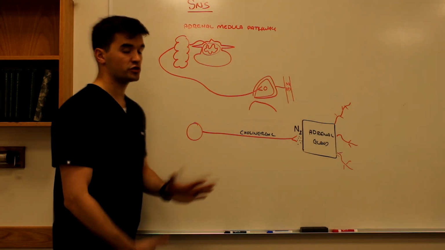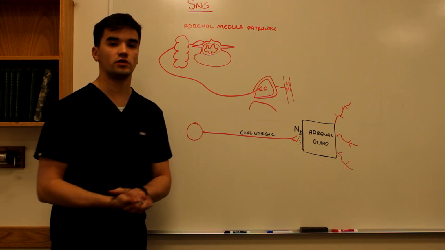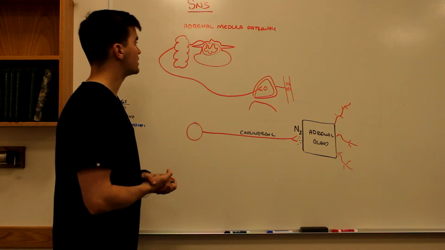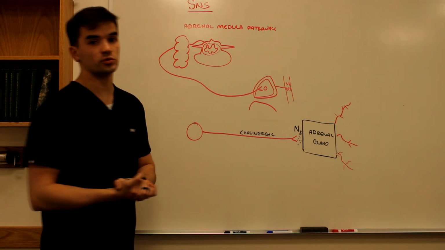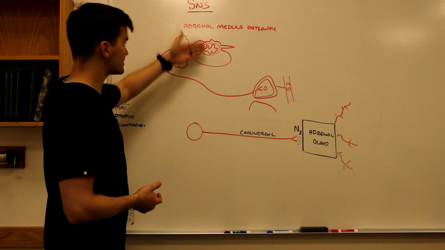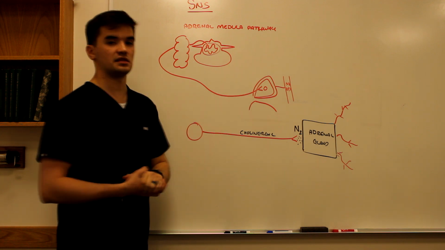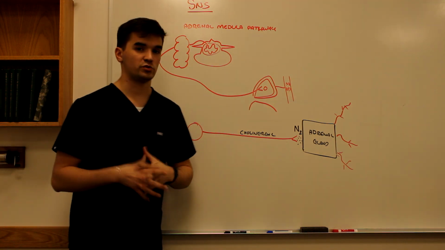Alright, talking about the adrenal medulla pathway, this is also involved in the sympathetic nervous system. It starts in the dorsal root of the spinal nerve, exits the spine, goes around the sympathetic chain ganglia, and synapses in the adrenal gland. The adrenal gland is right above the kidney.